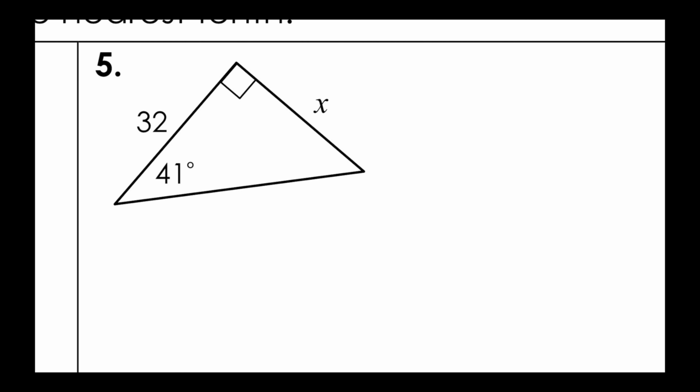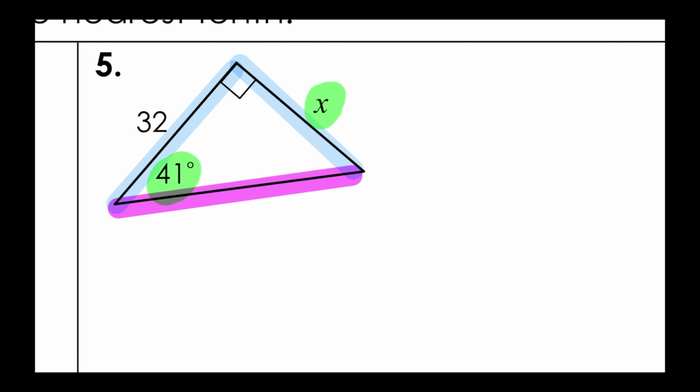All right, so let's go over this one. Hopefully this was easy. So step one, let's identify our legs. There's my first leg. There's my other leg. And the long side is my hypotenuse. Next, I'm going to look at what they give me. So they give me this angle, this side, and this side.